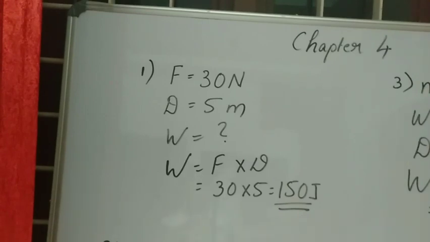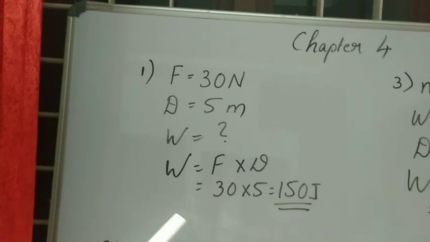Then the second problem is related to potential energy. P is equal to mgh. And the third one is kinetic energy, half mv square. So first we are going to start with the numericals related to work done. Work done is force into distance or displacement.